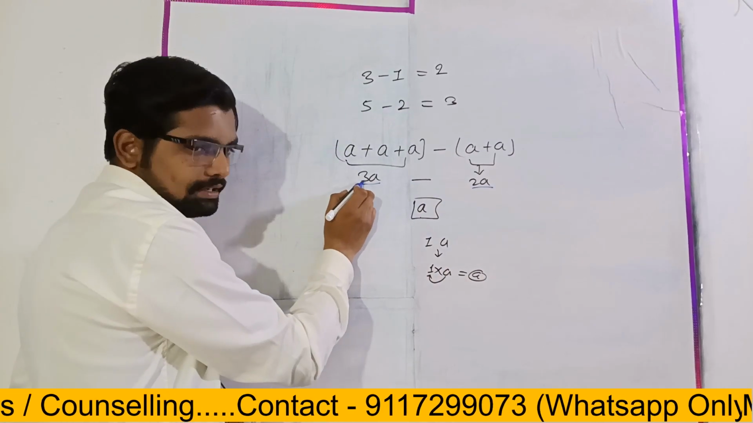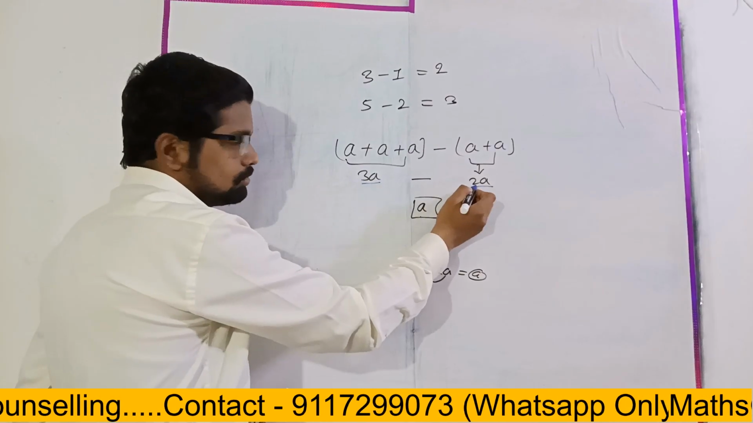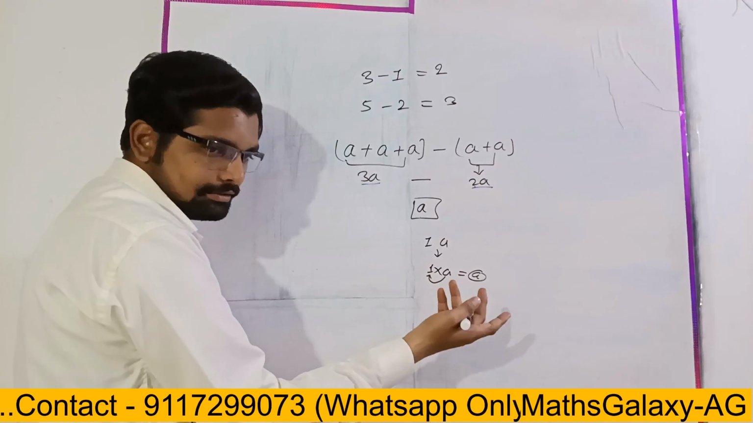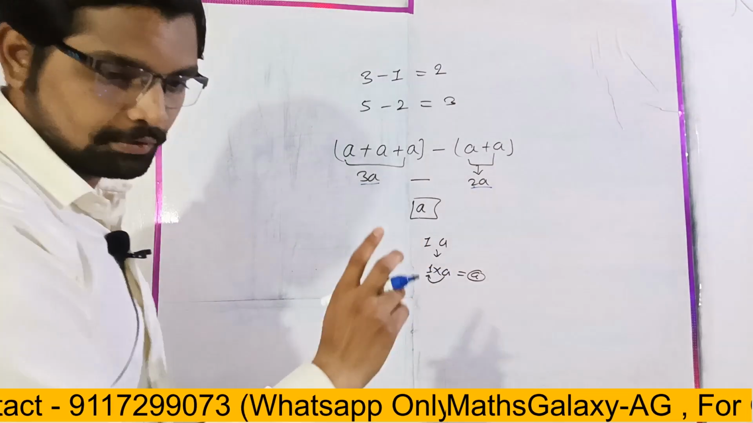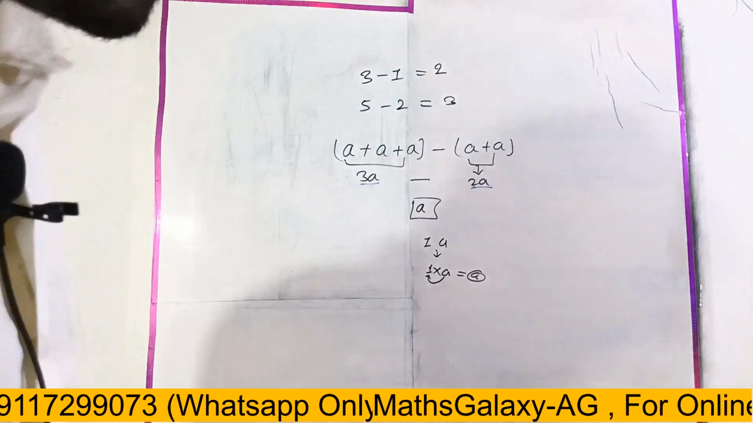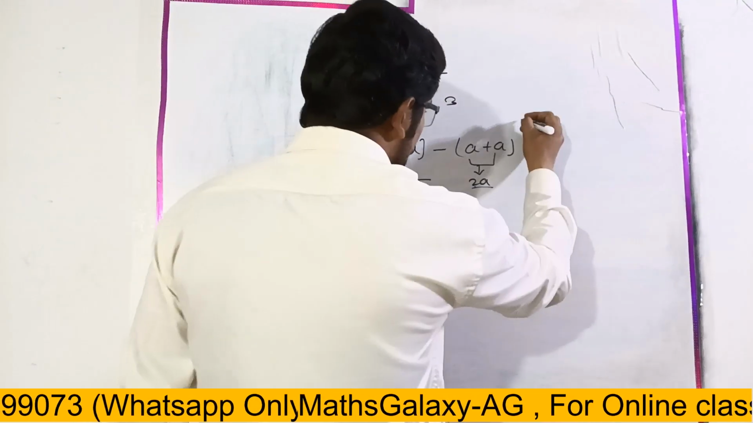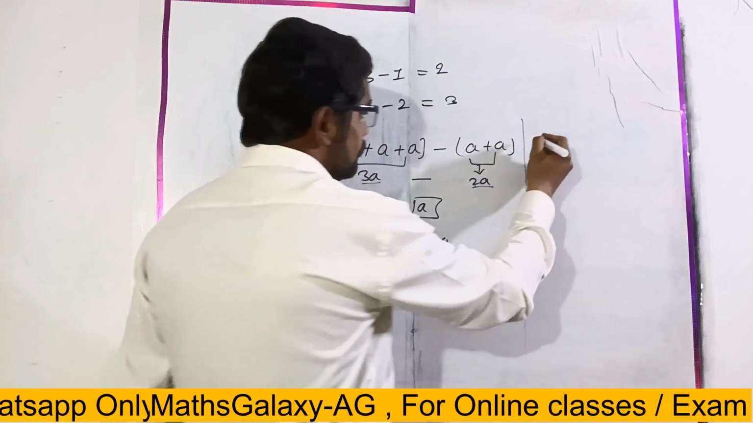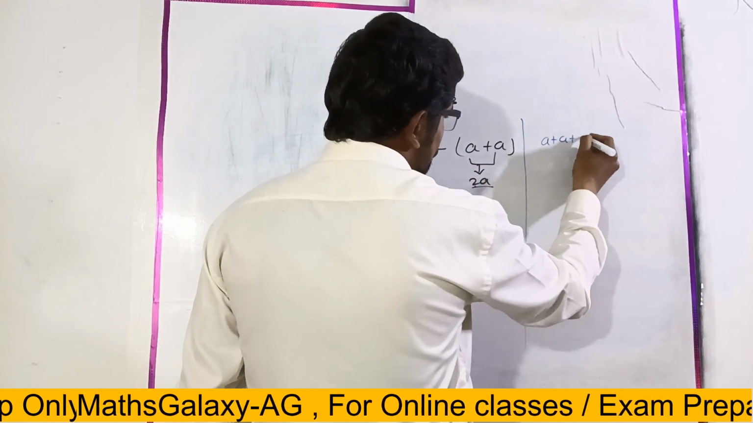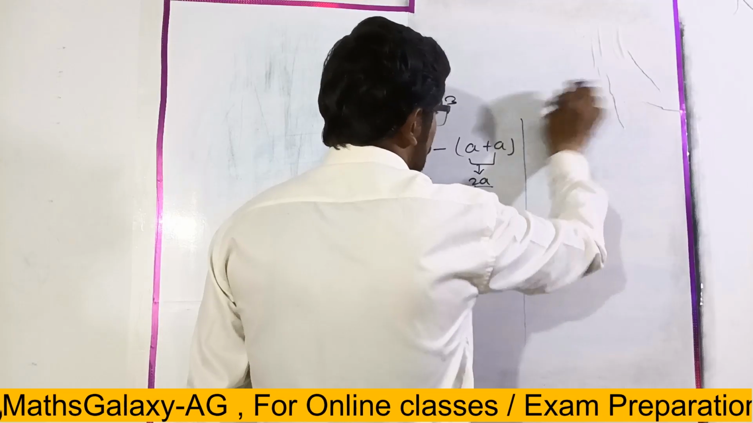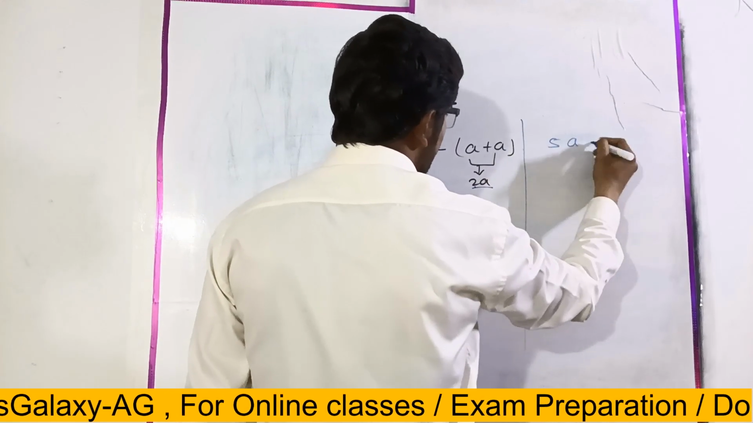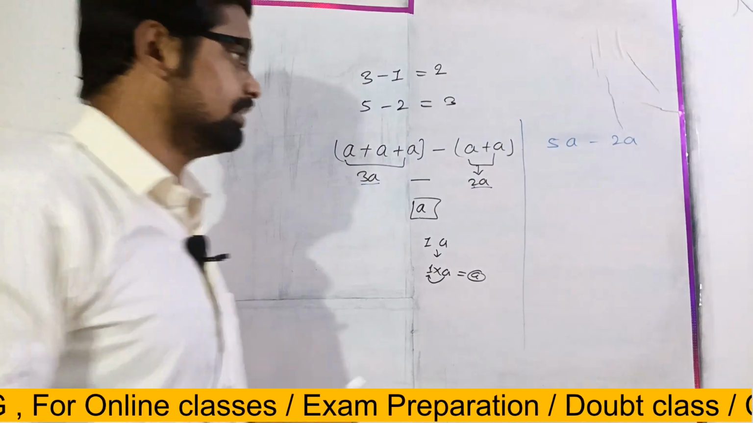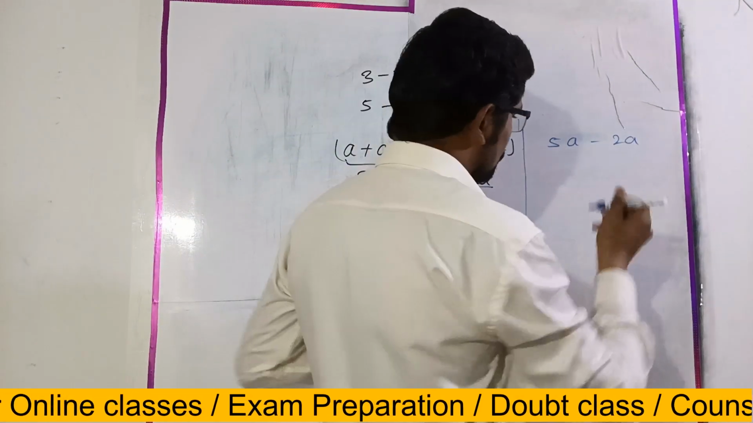Or you can do it like this also: 3 minus 2 is 1, and 1 into a, right? You can do it. Okay, let's take one more example. Let's write 5a minus 2a. It will be 3a.